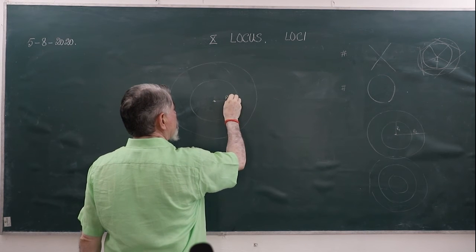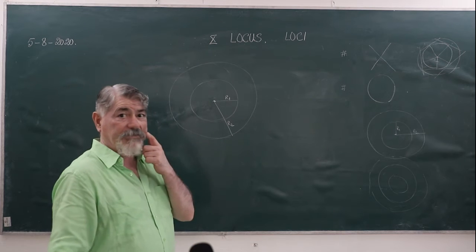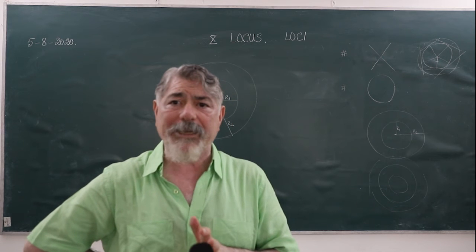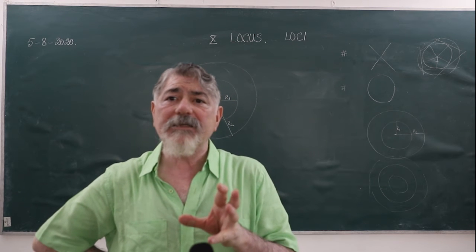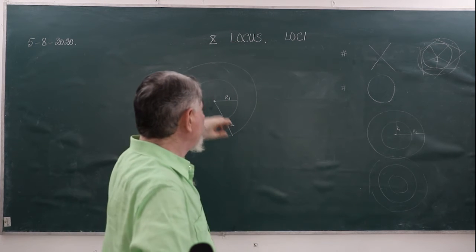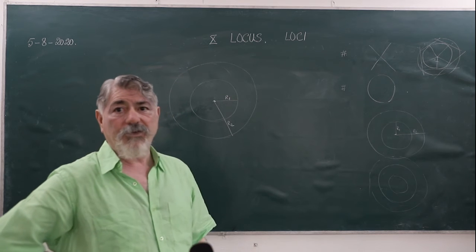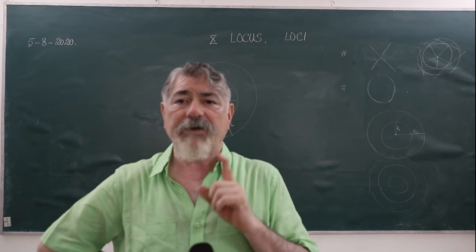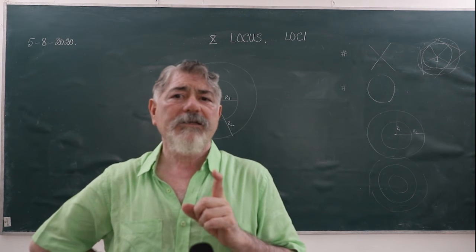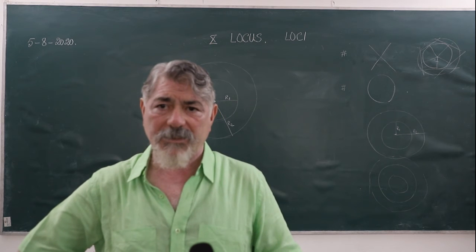Suppose this is R1 and this is R2. These are two radii, different radius. We have to find the locus of a point which moves in such a manner that it will always remain at a fixed distance, equidistant from this circle as well as this circle. Find the locus of a point which will always remain at same distance from both these concentric circles.